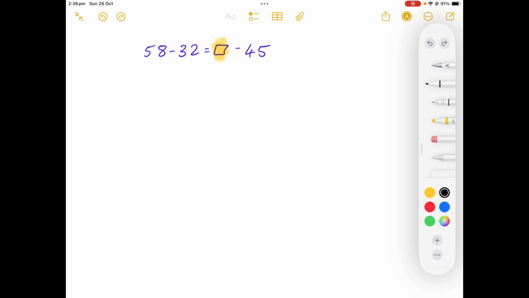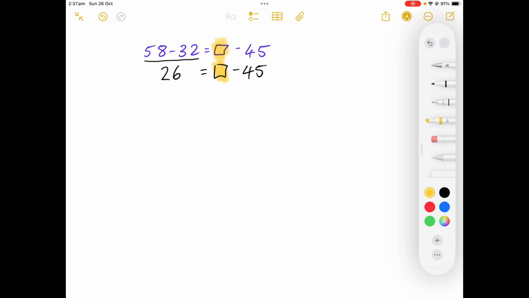The first thing we do is we try to simplify by doing any sort of sums that we can do to make it easier for us. So 58 take away 32. I can do this one pretty easily. I can do my 8 ones, take away 2 ones is 6 ones, and I do my 5 tens, take my 3 tens, and I get 2 tens. So we know it's 26 equals, I don't know, take 45. So we're trying to remember, we're figuring out what is in the I don't know.